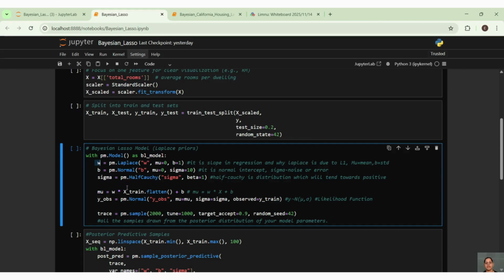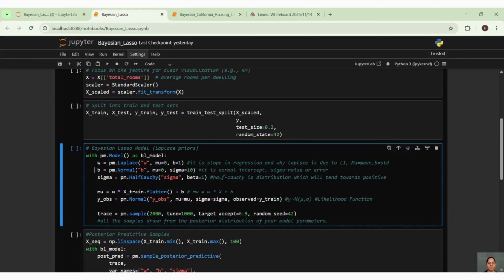So what is W here, guys? We have to use Laplace for W, and for B we have to use normal. For Laplace, we take W with mu equal to 0, b equal to 1. What is the meaning of this? It's a slope in regression, and why Laplace? It's due to the L1. Here mu should be the mean and b the scale, right? This is the coefficients, or the slope, or the gradient in case of your regression. Then B. What is B? B means your weight, and that B should follow your normal.